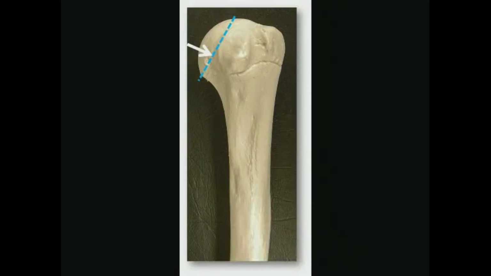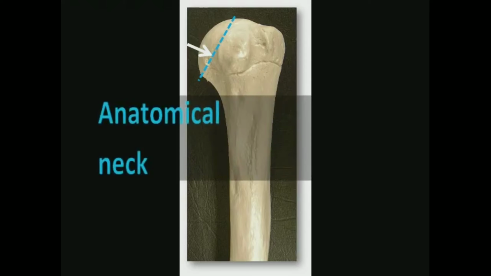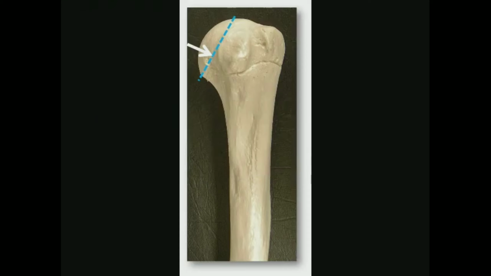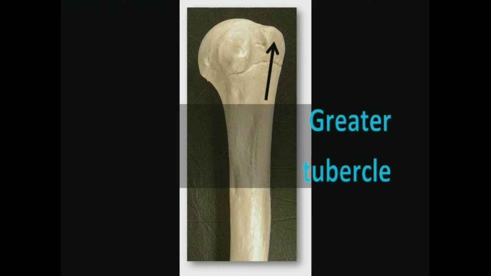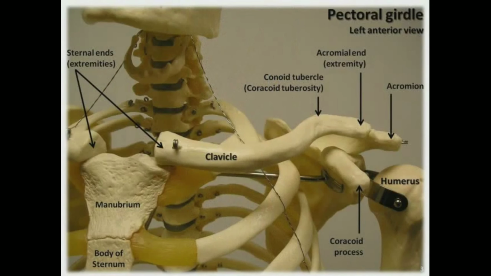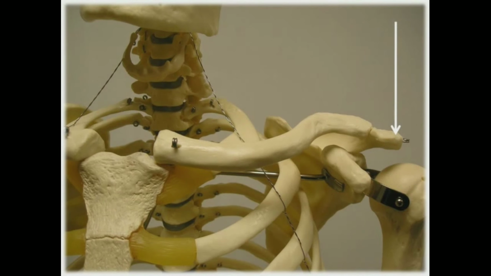The oblique groove just distal to the head is the anatomical neck. This is the remnant of the epiphyseal growth plate that was once active in the growing bone. The greater tubercle is a lateral projection distal to the anatomical neck. You can feel this bump if you palpate on the lateral side of your shoulder area, just inferior to the acromion of the scapula, which is also palpable.